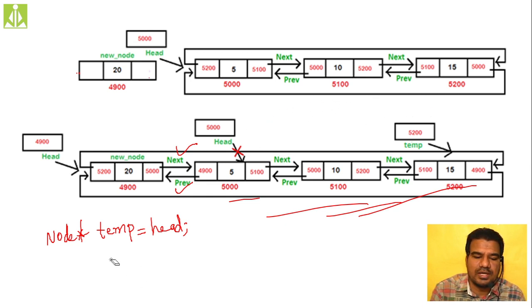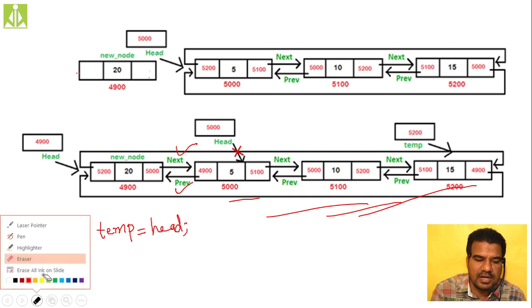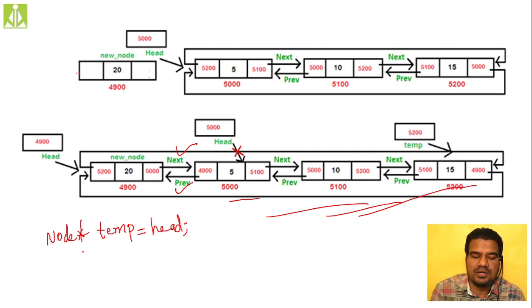Okay, so next what we have to do, like this you proceed. Node* temp = head we have taken, so your temporary pointer will come over here. Next we have to send this temporary pointer to the last node.